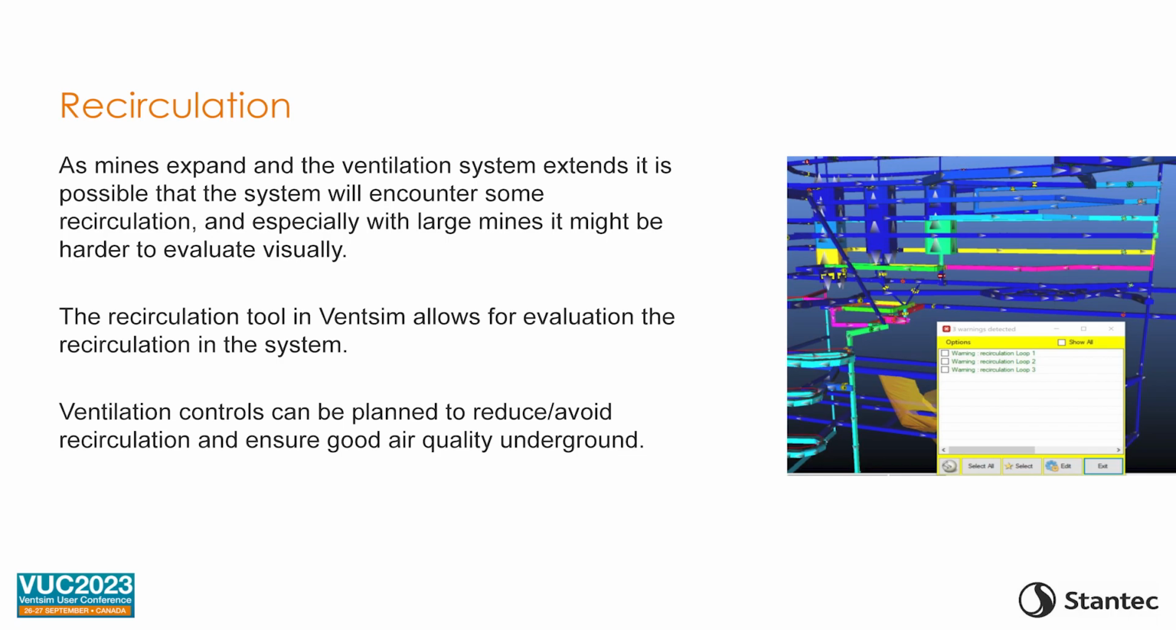Like, for example, if you have a booster fan in series, it's going to show up as a recirculation, but you know that the air is being picked up from the previous duct to the next fan, and it's just pushing it along the heading. But when you run it in Vensim, it'll show it as recirculation.